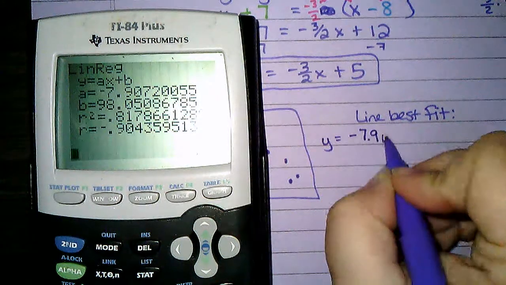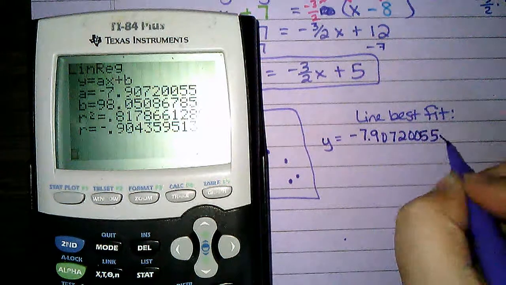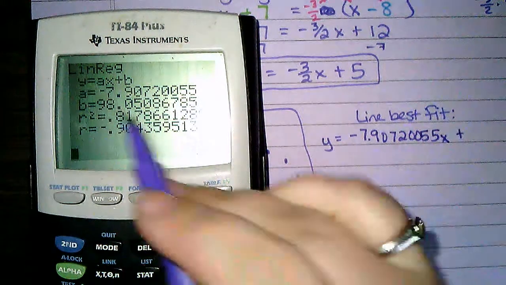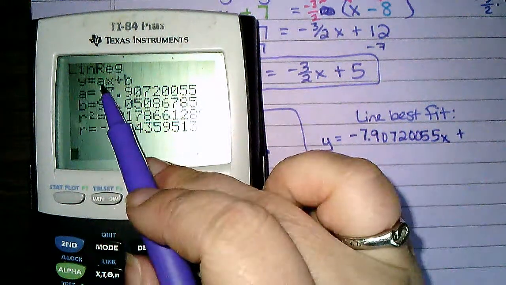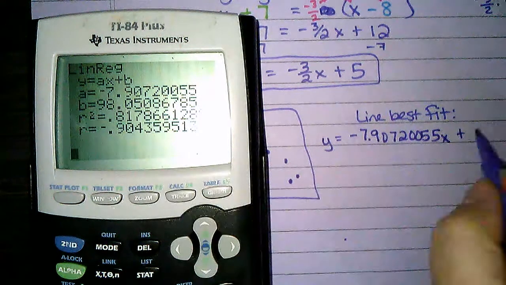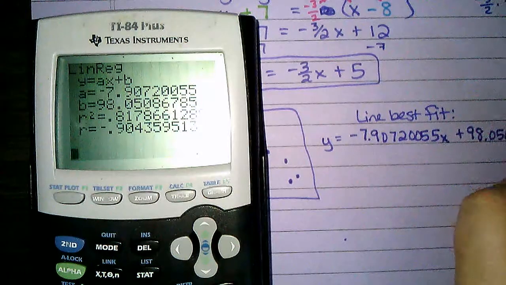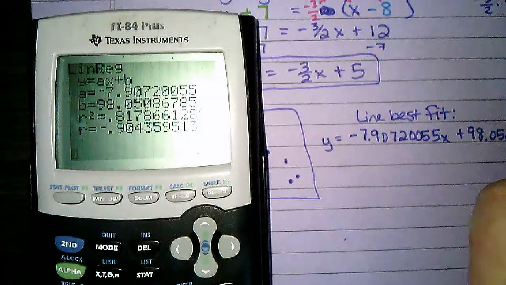-7.907200055 x plus, so see it was y equals a, which I put in, followed by an x, plus, and then I put in my b, which is 98.05086785.